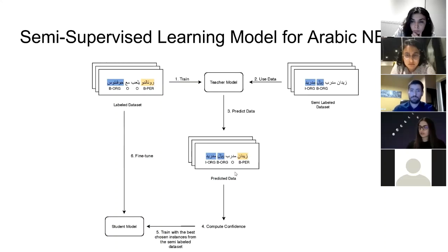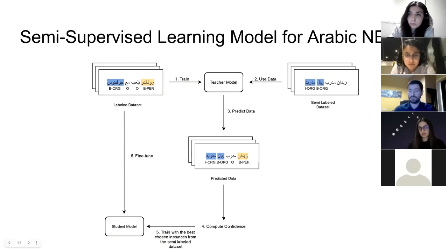And third, we compute the confidence score of each sentence, and we check if it is higher than a predefined threshold. So we have a threshold, and if the condition is met, we pick the best instances from the data annotated by the teacher model.